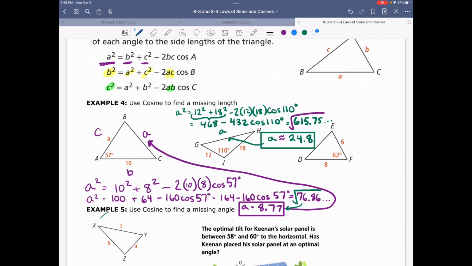All right, I want you guys to try this one, DEF, using the same format for cosine. So I'm going to pause the video, give you some time to work, walk around and help people, and then we'll return to the video for example 5.